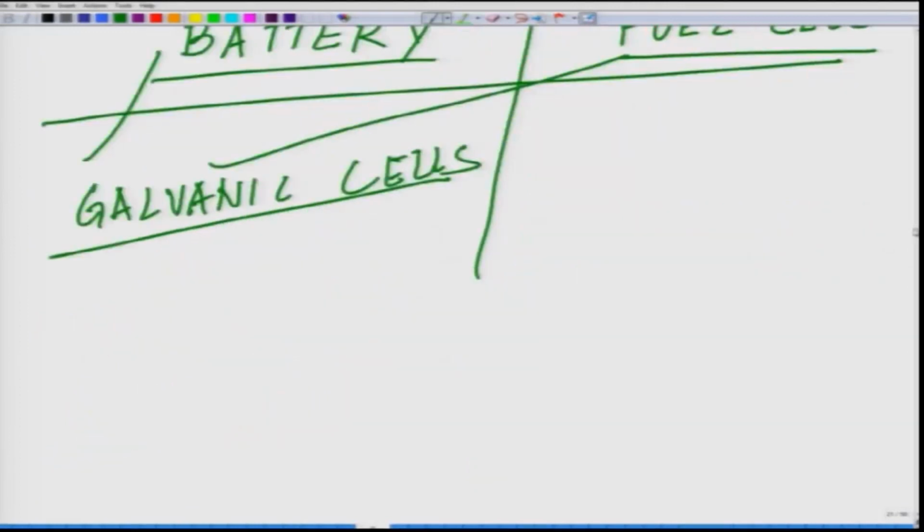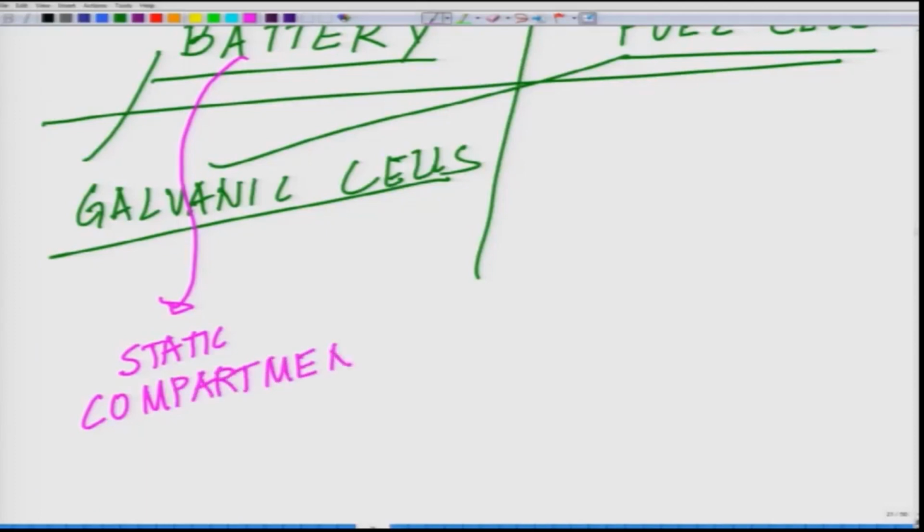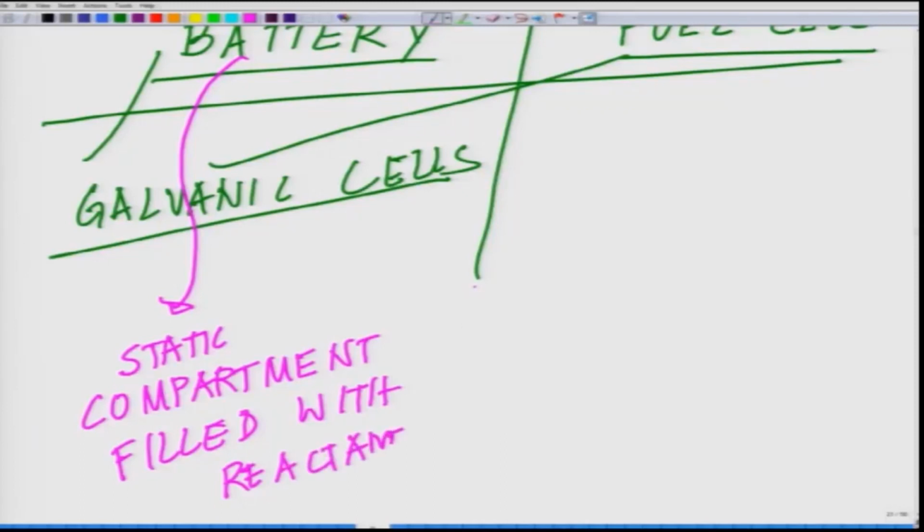So, when you talk about a battery, that is the situation when we talk about a static compartment filled with reactants. On the contrary, if we talk about a fuel cell, in case of fuel cell, the fresh reactant flows past the electrode.